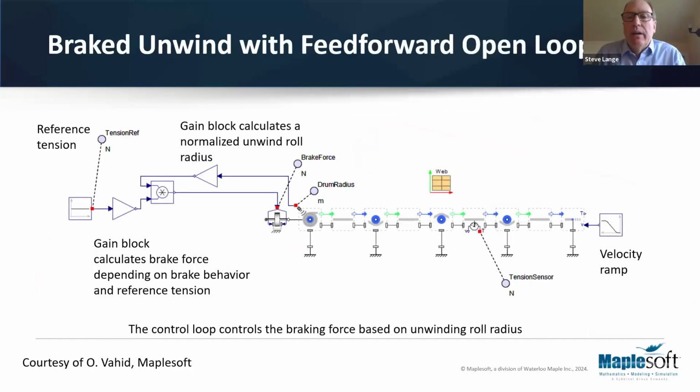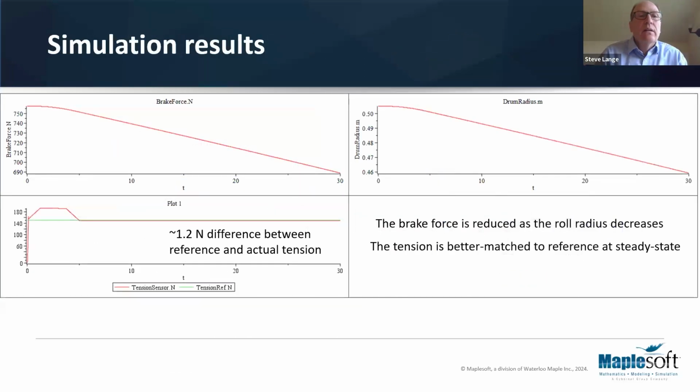In this example, building on the last model, a feed-forward loop has been added such that the radius of the roll is being used to inform what sort of braking force should be used on the unwinding roll. So it's going to change with the radius of the unwinding roll. All the rest of the simulation is the same. So let's take a look at how this comes out. Now you see the braking force is matching, at least in shape, the radius of the drum because of this feed-forward loop.